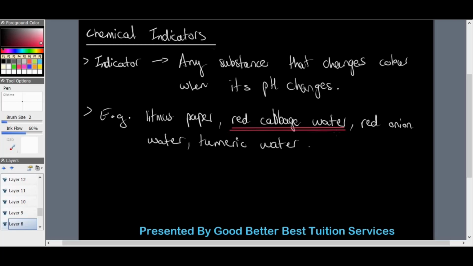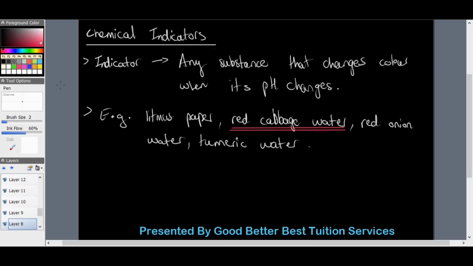It's the same with a base. If you dipped blue litmus paper into a substance and it stayed blue, it could mean it is a base or it's neutral. That's why you test with red litmus paper. If that changes to blue, you know it's a base. If that also doesn't change, then you know it's neutral. Hope that makes sense to everybody with regards to chemical indicators.